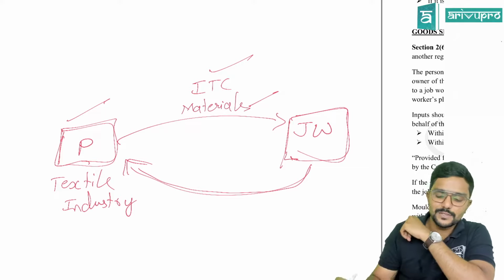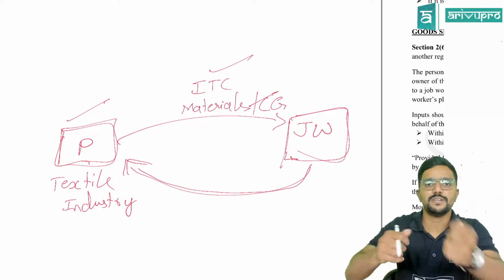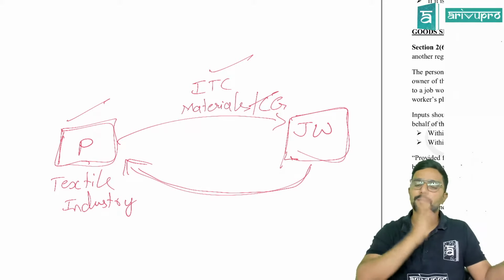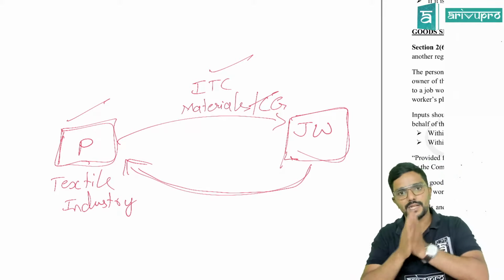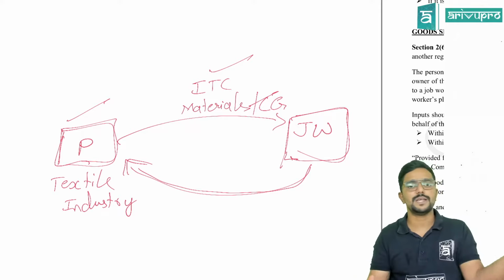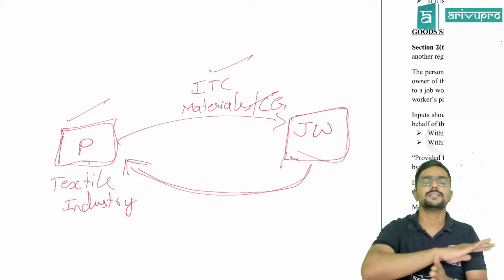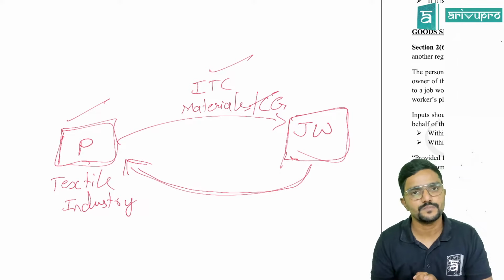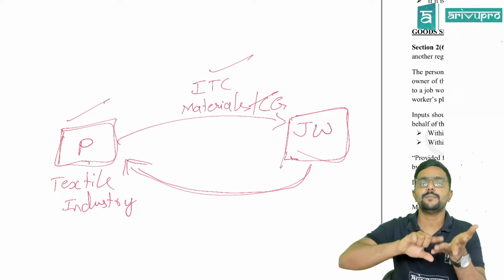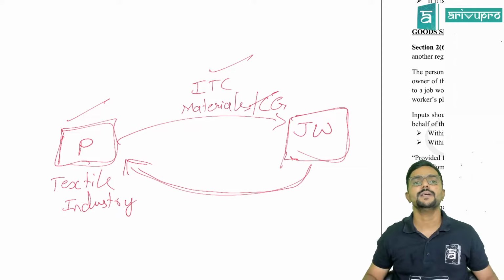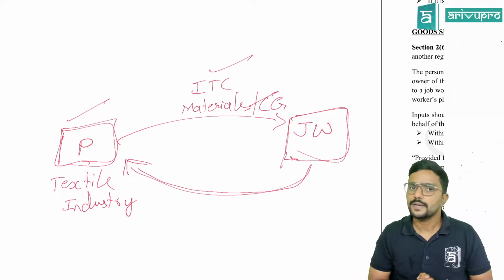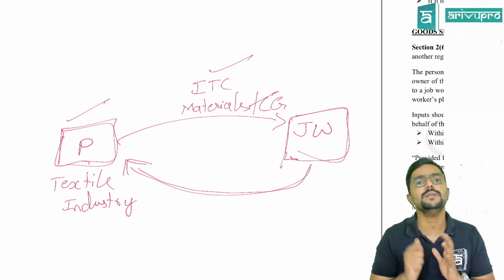Now, assume the principal has also sent some capital goods, some machine, that is a button stitching machine, which is owned by the principal. So the principal has given materials as well as capital goods to the job worker. The job worker has to do whatever the principal has asked and send back the output to the principal. For the inputs and capital goods sent to the job worker, can the principal claim the credit? Yes, he can claim the credit, but some time limit has been given.